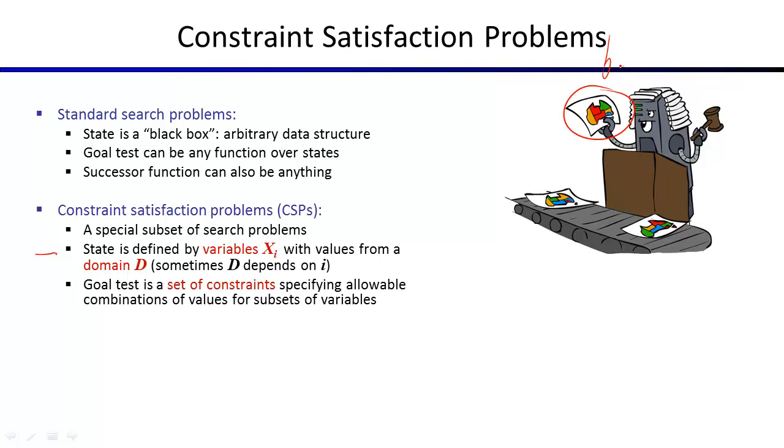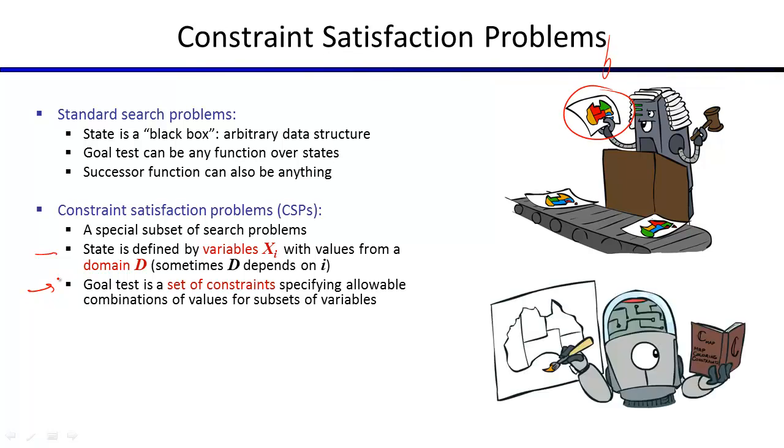In principle, as you go along, you could check whether these constraints are satisfied or not. You don't have to wait until you color the entire map to be aware whether you satisfied the goal test or not. So that's key here, that the goal test now consists of a set of constraints, and often you can check them as you go along, as you assign more and more variables.